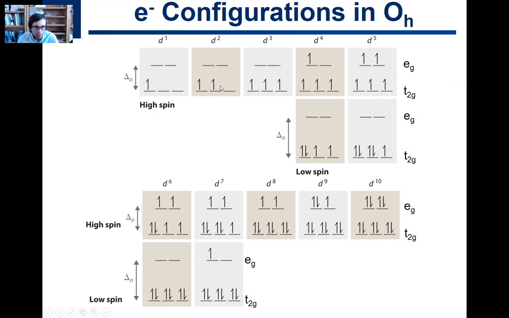D2, you're going to want to put them both in the T2G. Those are the lower energy orbitals. But you're going to want to follow Hund's rules and have those in separate orbitals. You want to maximize spin.